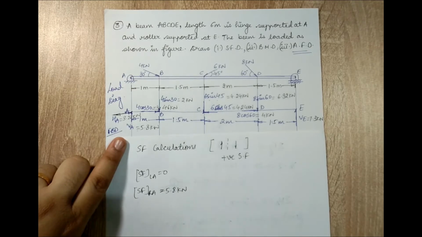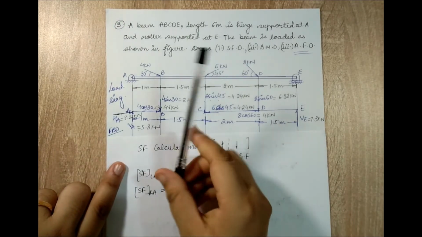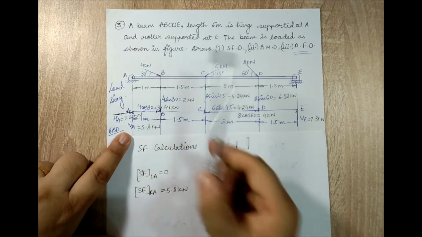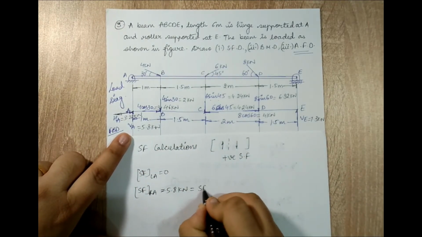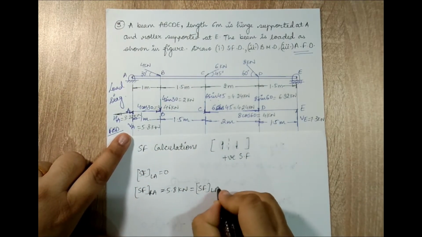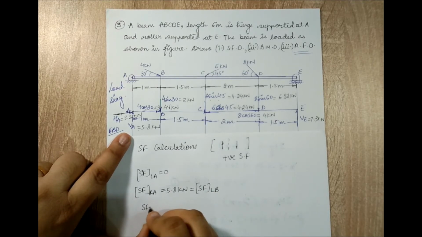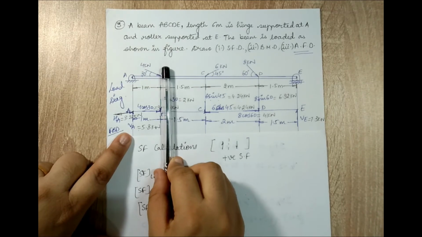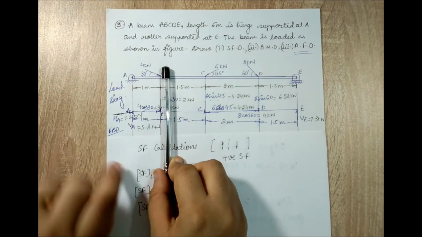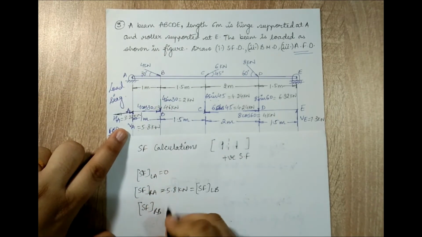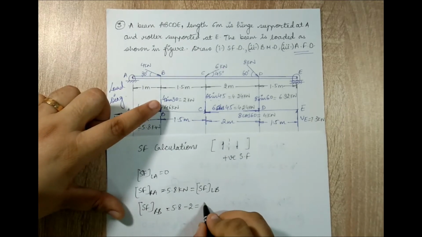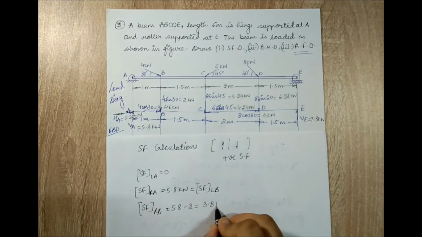It is going upwards, so it is positive. When I stand at B and I look to the left, again I see only VA, so I'll write down it is equal to shear force to the left of B. For shear force to the right of B, I'll stand a little ahead of B, and now this downward force also becomes clear. So I have 5.8 upwards and I have minus 2 downwards, so it becomes 3.8 kilonewton.